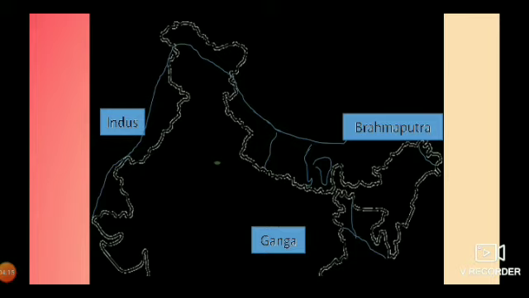Why is it called the alluvium soil and why is the region fertile? Because of these 3 rivers. What are those 3 rivers? Indus River, Ganga River and Brahmaputra River. And these are the main rivers, and their tributaries also run in this region. Okay, children. And because of the rivers, this region is so fertile and has the alluvium type of soil.